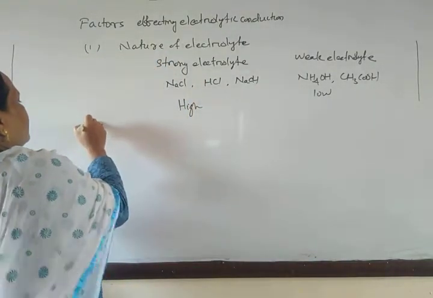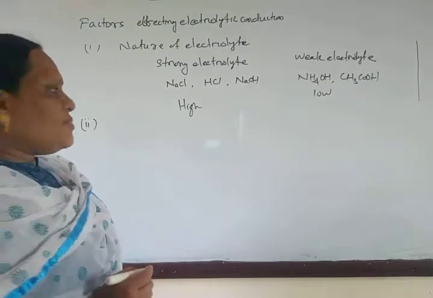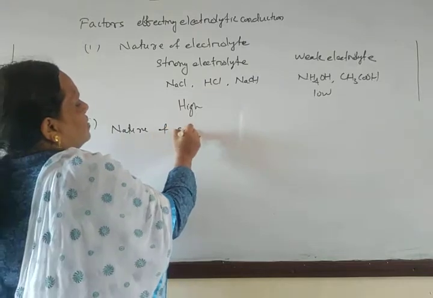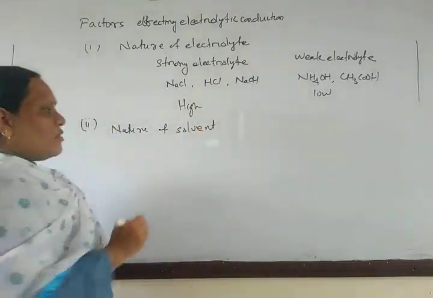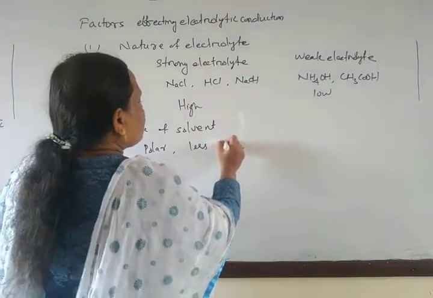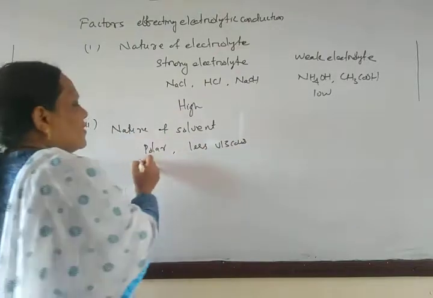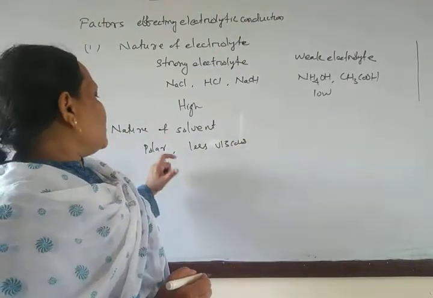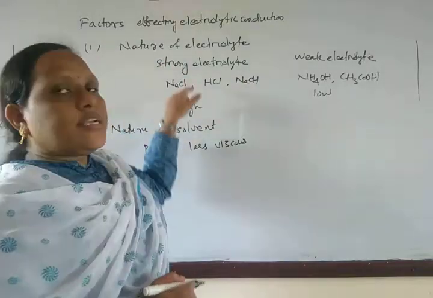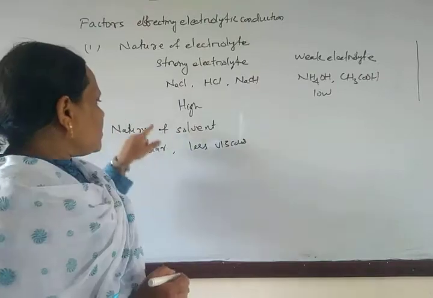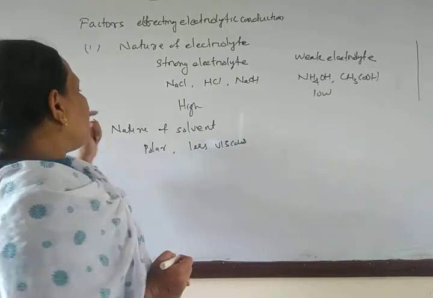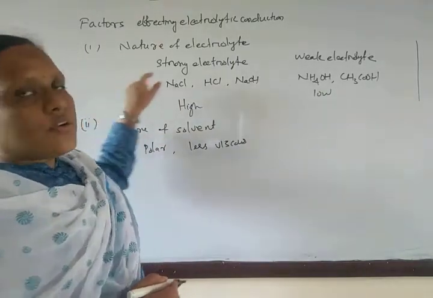Next, another factor on which this depends is the nature of solvent. If the solvent is polar and less viscous, then it can keep the ions apart from each other. In this way, the mobility of ions is more, and if the solvent is polar, the ionization of the electrolyte takes place easily. So if the solvent is polar, the conductance is also more.